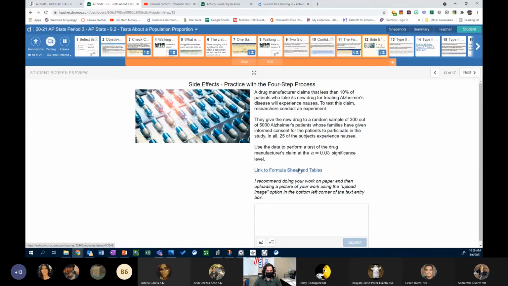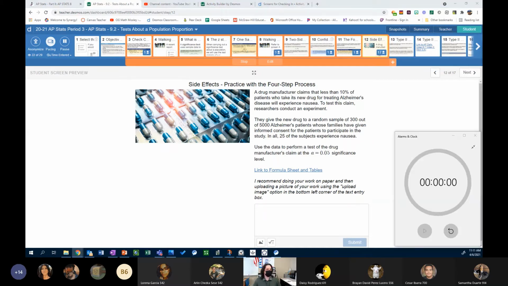You have a link to our formula sheet and tables, right? Because we will use table A. I recommend doing your work on paper and then uploading a picture of your work using the upload image option in the bottom left corner of the text entry box. You can also just type in your work if you like. And so here's our problem. Are there any questions about this problem and what you're being asked to do? And we're going to talk about this.